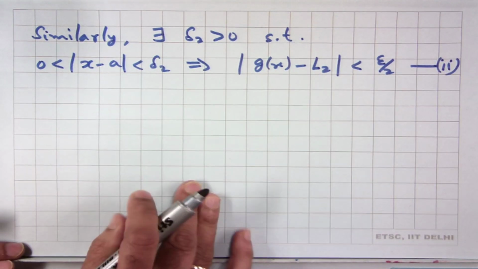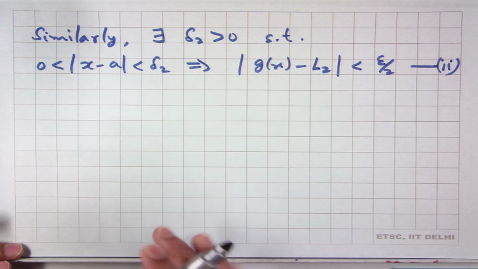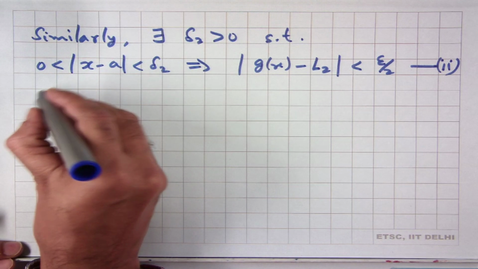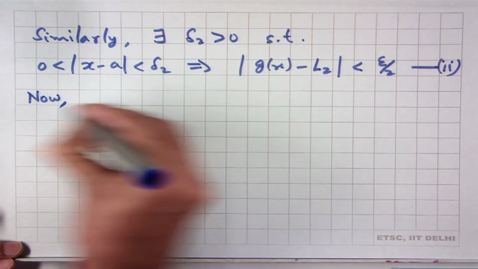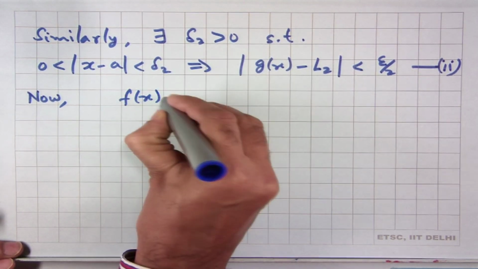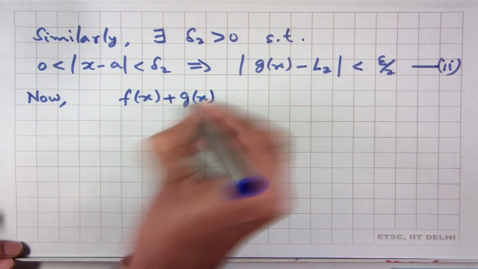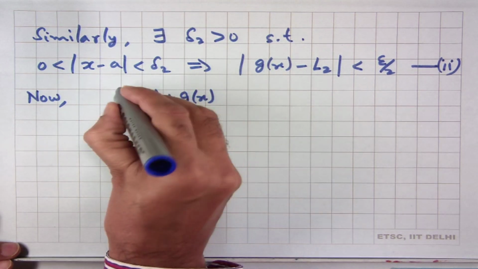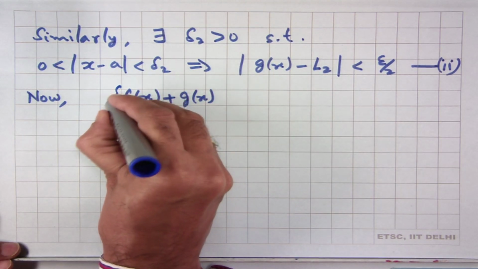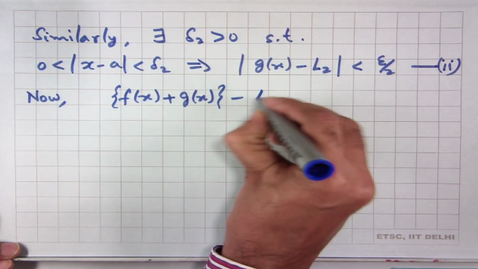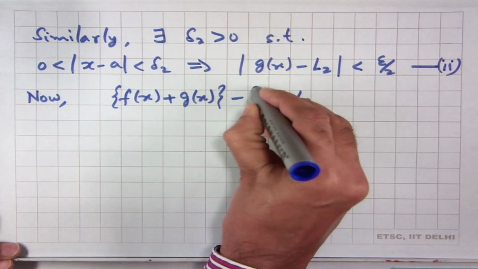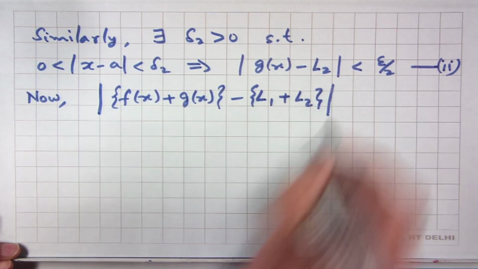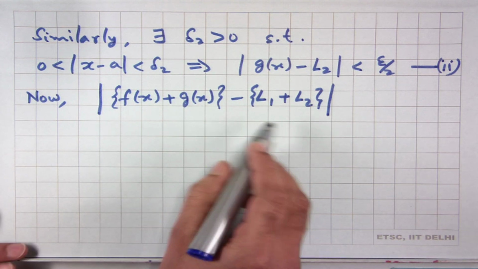So, now what we have to show is we have to find a delta such that, so now we have the function f x plus g x and we have to prove that the limit is L 1 plus L 2. So, if we take f x plus g x minus L 1 plus L 2, we have to make the difference in absolute value to be less than epsilon.